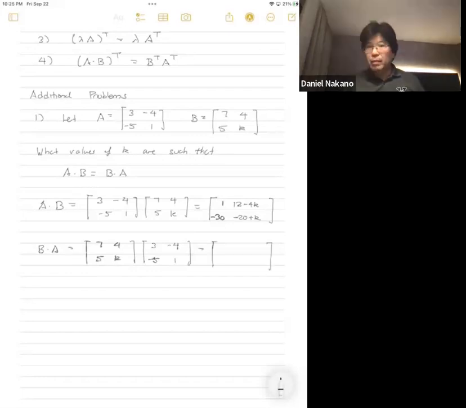And here's what we get. So again, 7 times 3 is 21 minus 20. That's going to be a 1. The second one is -28 plus 4. That's -24. Okay. The next one is 15 minus 5k. And the last one is -20 plus k.